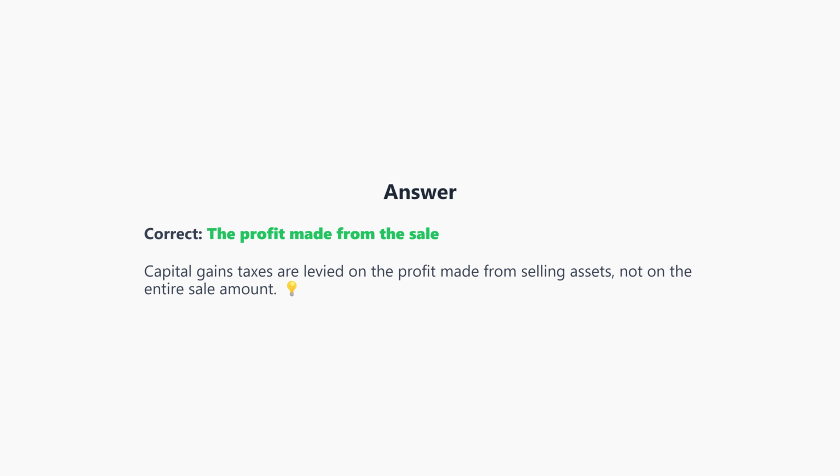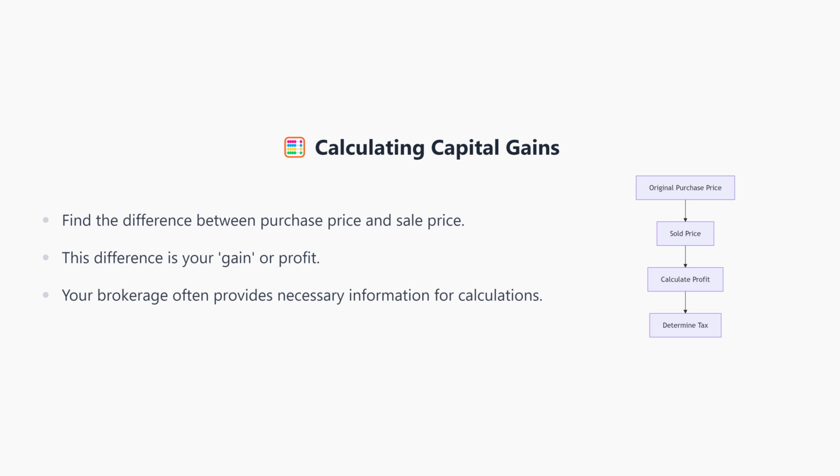The correct answer is the profit made from the sale. Capital gains taxes are applied to the profit made from selling the assets. Only the profit is taxed, not the entire sale amount. To calculate your capital gains, first find the difference between the price at which you sold your asset and the price at which you bought it. This difference is your gain or profit.